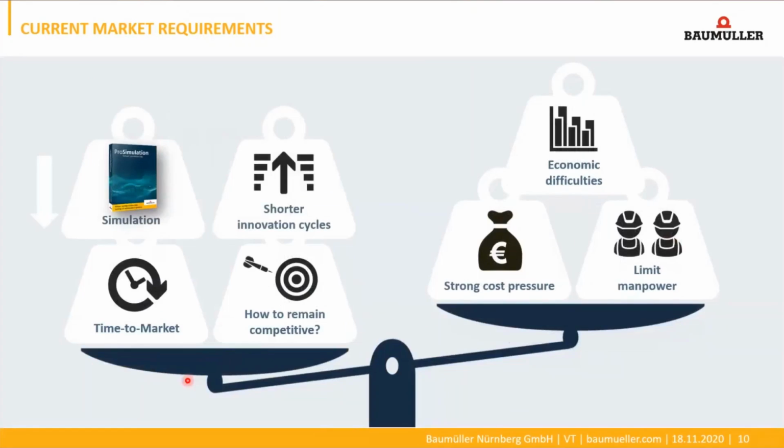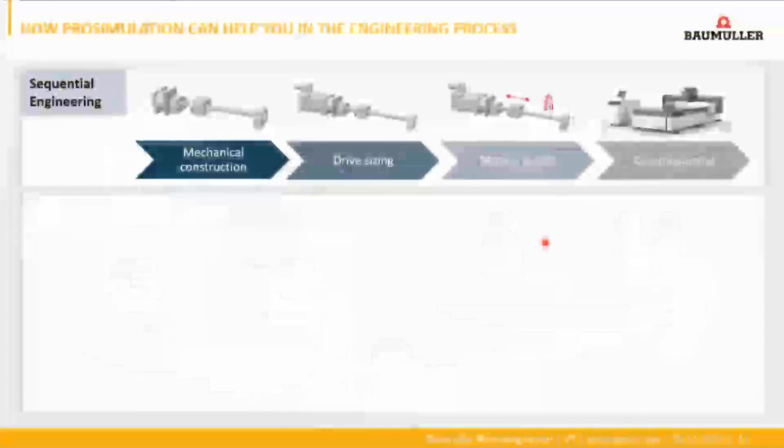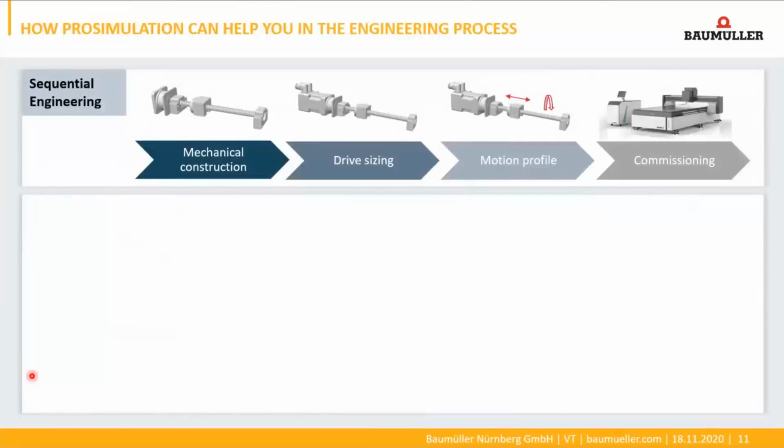One possibility is offered by the digital twin and the simulation with ProSimulation. Therefore, ProSimulation enables you to improve the time to market of your product, to shorten the innovation cycles, and at the same time to remain competitive without increasing costs on the right side. I will show you how this is possible by using the engineering process.